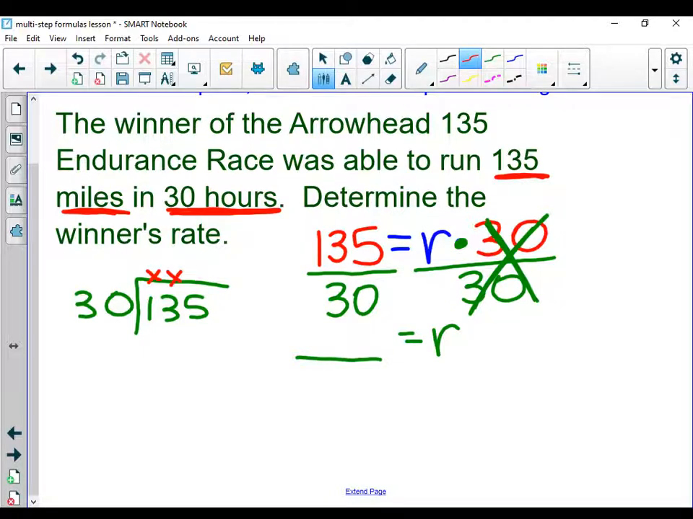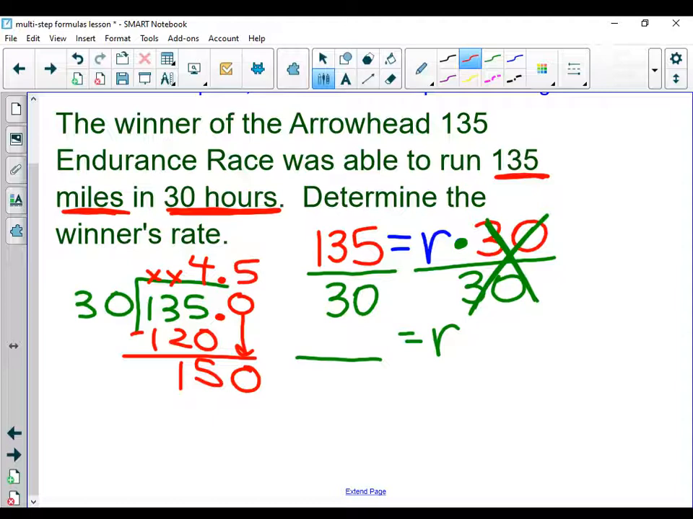Drake, how many 30s fit into 135? 4 maybe? What would that make? 120. Good work. Whew. Add a decimal and a 0. Zach Hellstrom, what would that make? Nice job over there.